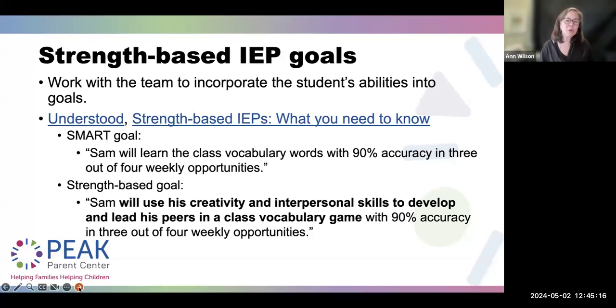You might have had a SMART goal that said, Sam will learn the class vocabulary words with 90% accuracy in 3 out of 4 weekly opportunities. And to change that to a strength-based goal, they would say, Sam will use his creativity and interpersonal skills to develop and lead his peers in a class vocabulary game with 90% accuracy in 3 out of 4 weekly opportunities. So you've got to be working with your team to figure out what can we do and what works, but just this idea of thinking about how to incorporate strengths is interesting to me.